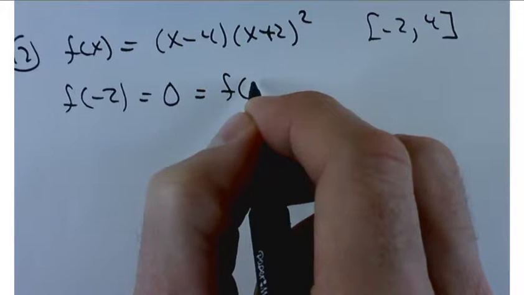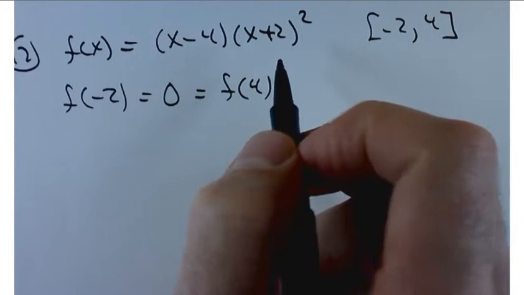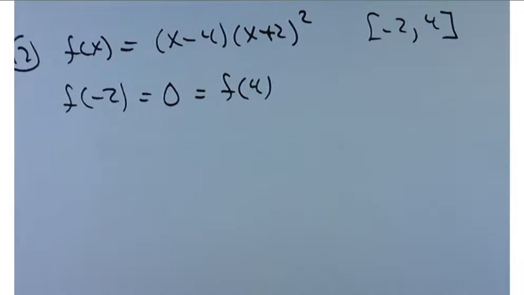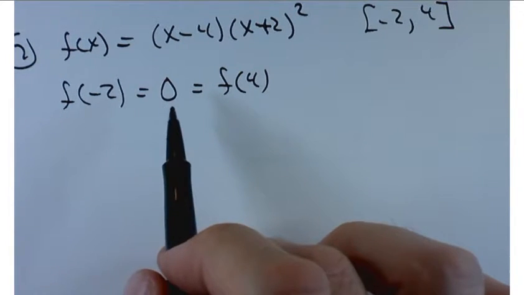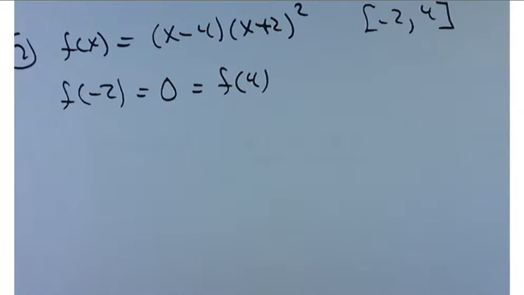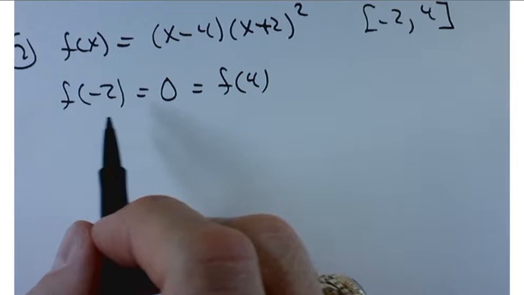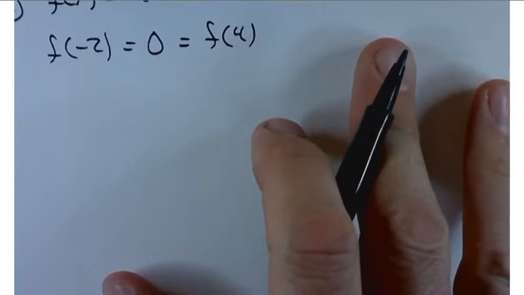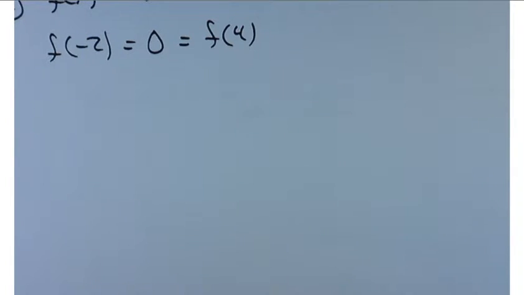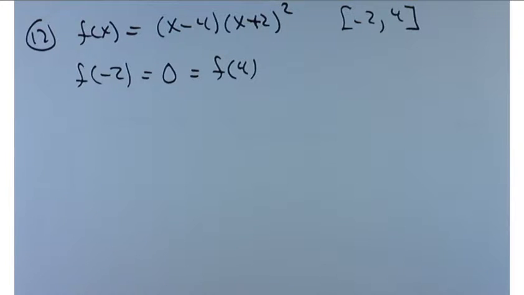What about f of 4? Well, 4 minus 4 is 0 times whatever. It's still going to be 0. So the endpoints have the same y coordinate. Now in this case it's 0. And some books actually write that Rolle's theorem says that the endpoints have to be 0. Really, a little bit more loosely, the endpoints just have to be equal for Rolle's theorem to apply. But let's apply Rolle's theorem. Let's see if we can find the place where the derivative is equal to 0. It's guaranteed to be there.